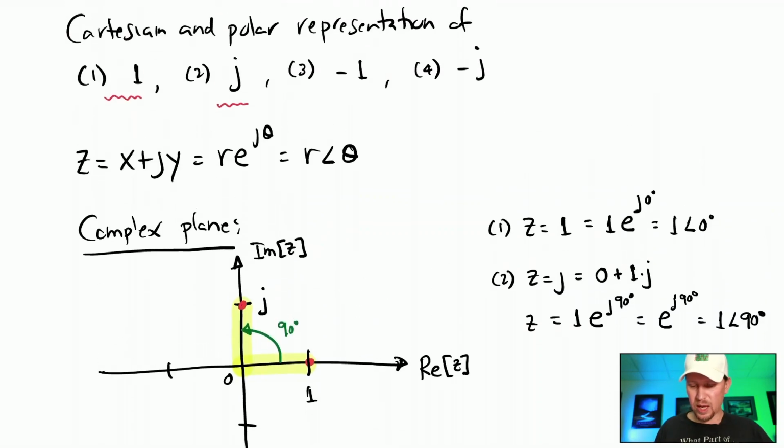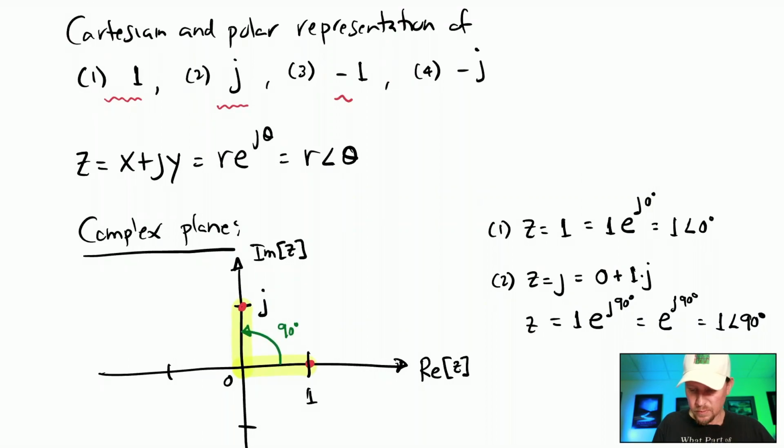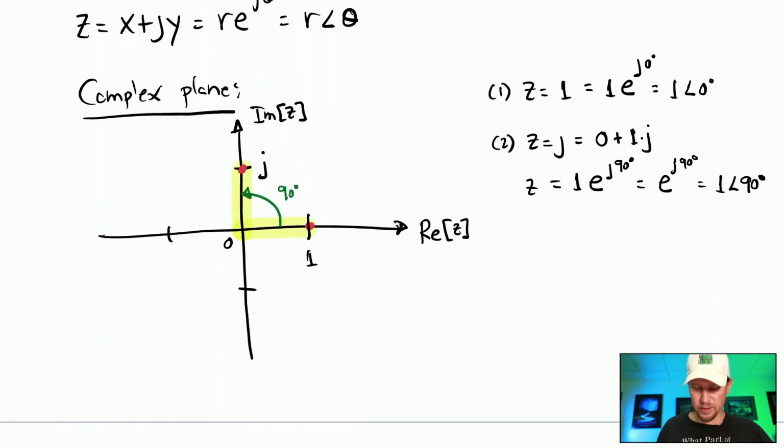We can play the same game for the number -1. -1 is located over here, right? So here, -1 can also be rewritten as -1 plus 0 times j.